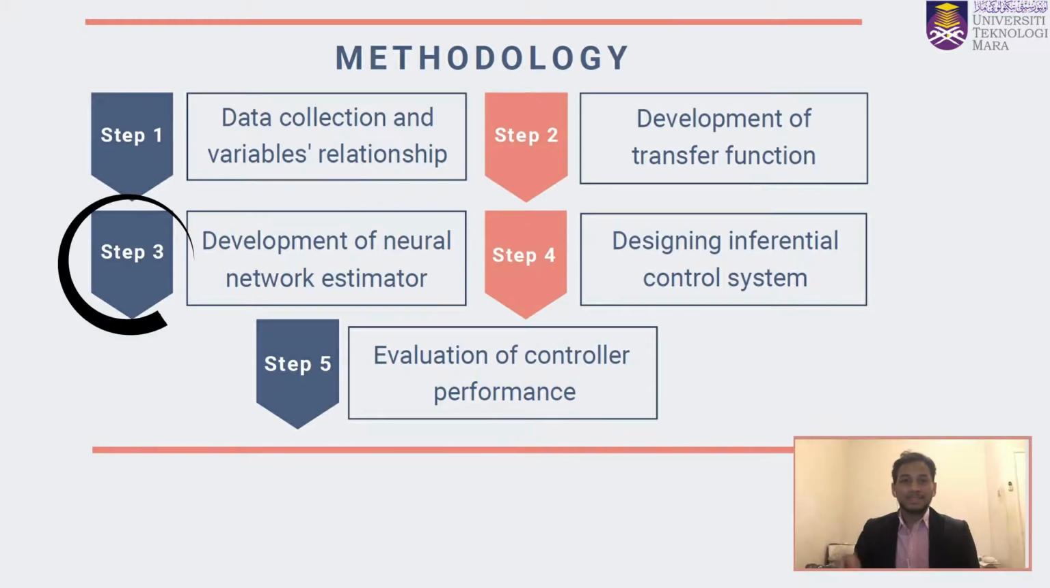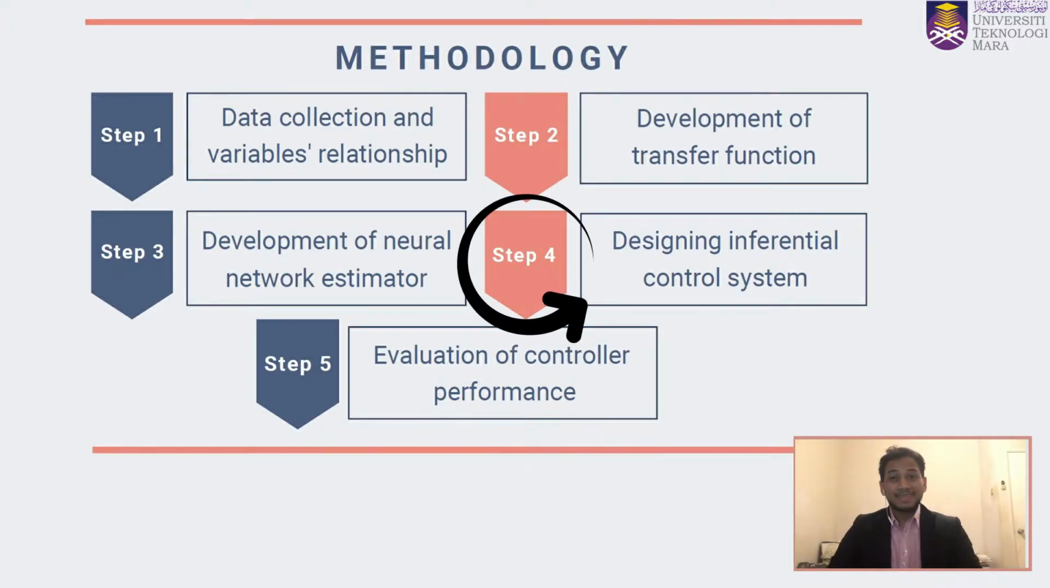Step 3 is the development of the neural network. The type of neural network used is the feed-forward neural network, and the tool used is the neural fitting tool in MATLAB. The type of algorithm used in this case is the Levenberg-Marquardt training algorithm. Out of all the sample data, 70% of the data is used for training, 15% of the data is used for validation, and the remaining 15% is used for testing.